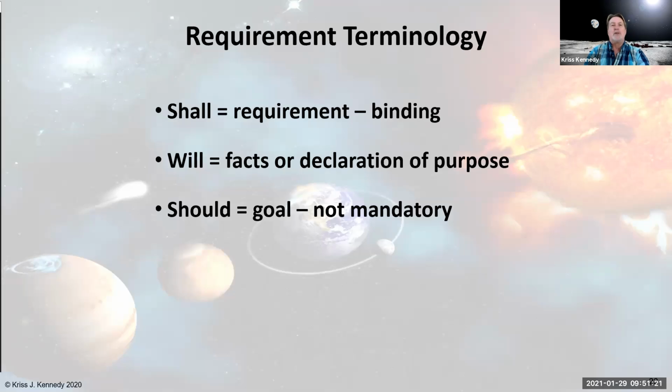An important aspect about the terminology of requirements is that a shall is a requirement, it is binding. Will is more of a fact or a declaration of purpose. It is not a binding requirement, it's not a shall. And should is a goal. It's not mandatory. So when you see these three words in a requirement statement, keep in mind that shall is a requirement, will is fact or declaration, and should is a goal, but not mandatory.